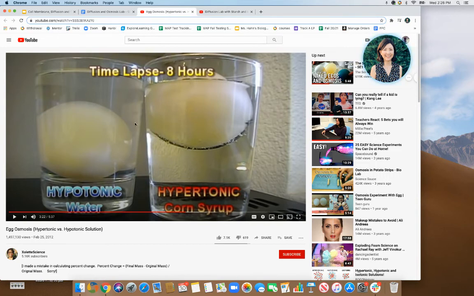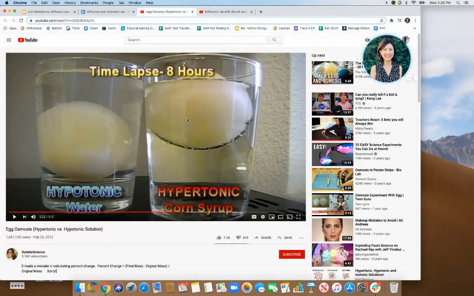Okay, so that means there's less solutes in the water than there are in the cell. This is more pure water, and this is less pure water. Okay, and here's hypertonic. This is a corn syrup. So there's lots of sugar in here. So that means there's more solutes in the liquid, and then there's less than the solutes in the cell.